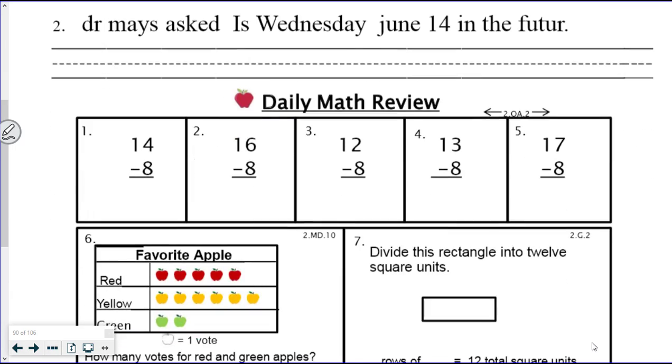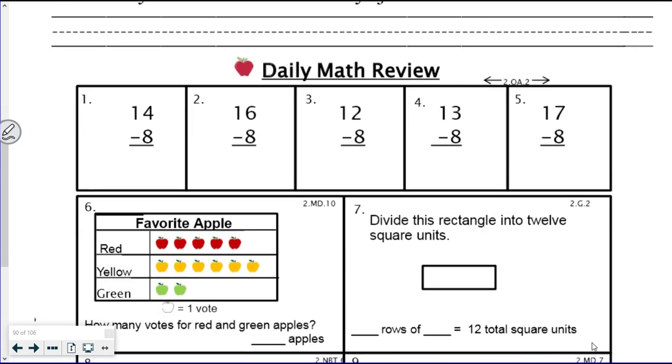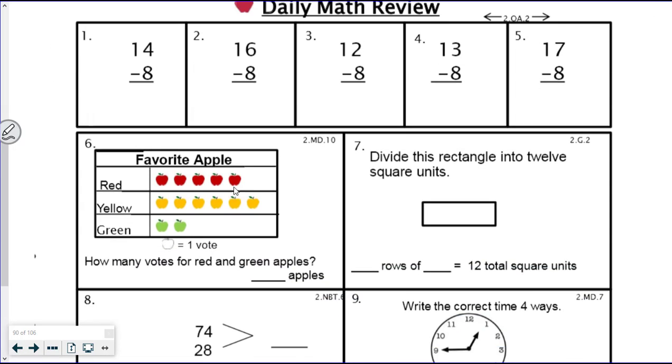Daily math review, pause your video and do 1, 2, 3, 4, and 5. Then we have a graphing problem. This one is about favorite apples. So there's red, yellow, and green apples. Each apple equals 1 vote. So how many votes for red and green apples? Write your answer on the blank. Pause your video and do number 6.